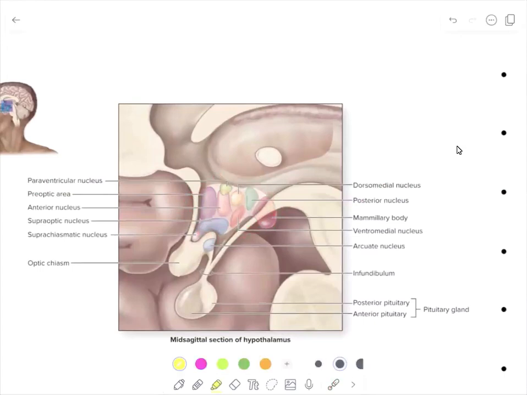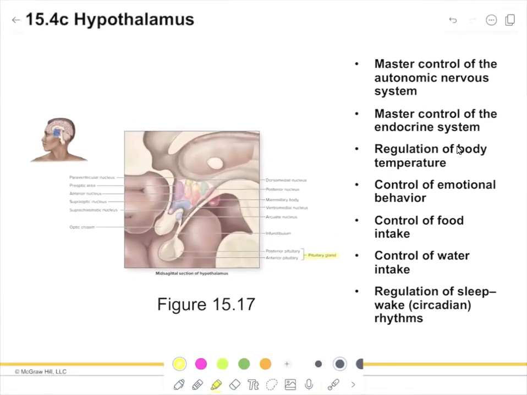One of the hypothalamus's big jobs is that it's in charge of the pituitary gland, a gland that you'll learn a lot more about in the endocrine system. It's the master control of the autonomic nervous system, specifically our fight or flight nervous system. It's our body's thermostat, controls water intake, and also regulation of sleep, which is our circadian rhythms.